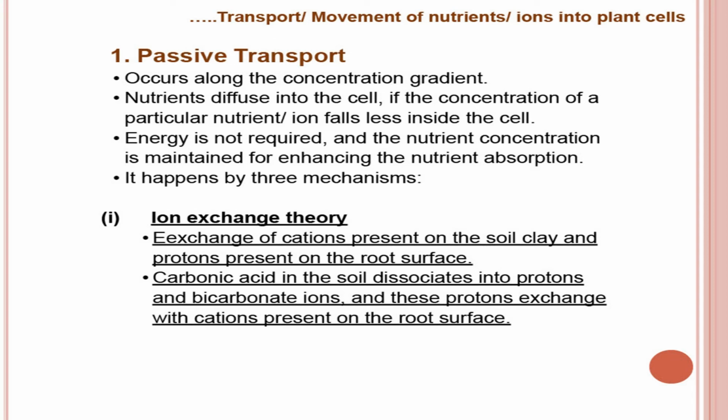Exchange of cations present on the soil clay and protons present on the root surface. Carbonic acid in the soil dissociates into protons and bicarbonate ions, and these protons exchange with cations present on the root surface. So, this ion exchange is happening.